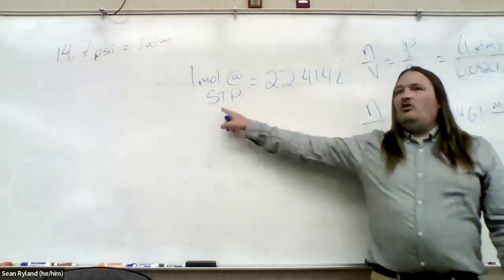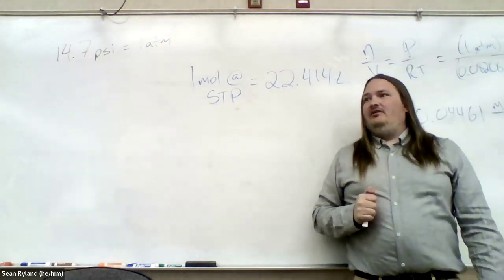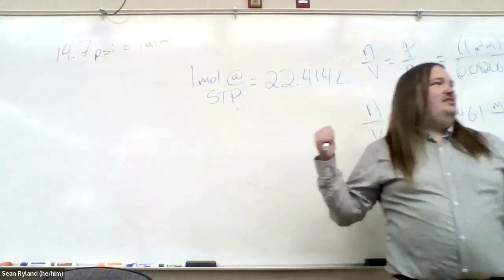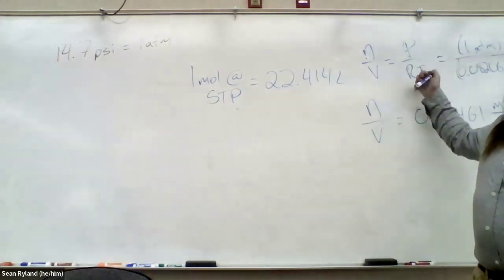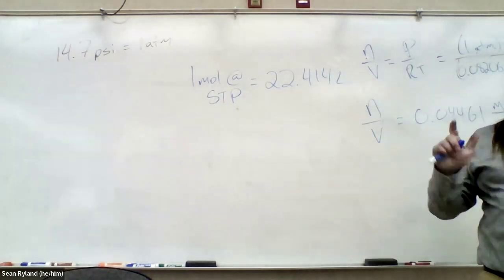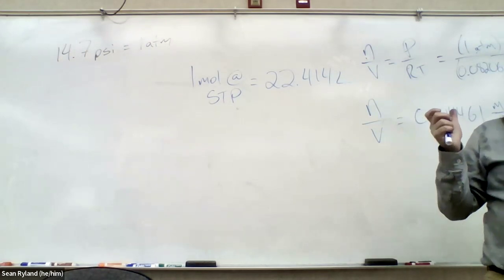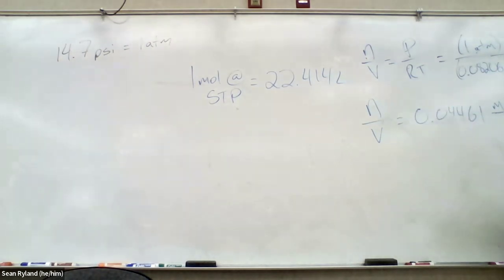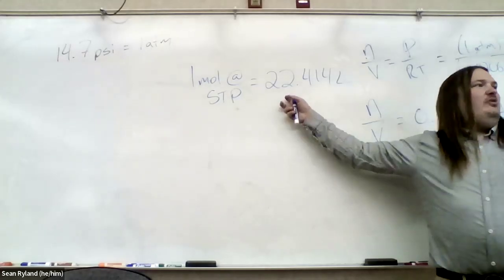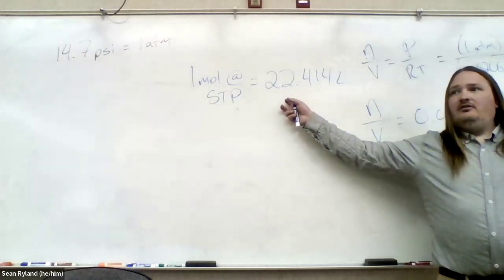The trick is this only works at STP. If we're not at standard temperature and pressure, we actually just have to use PV equals nRT. We have to break up our conversion. But this is just sort of a shortcut, and it's a good way to do a reasonableness check.